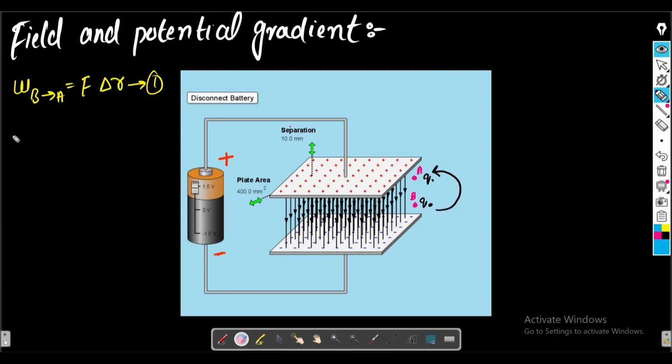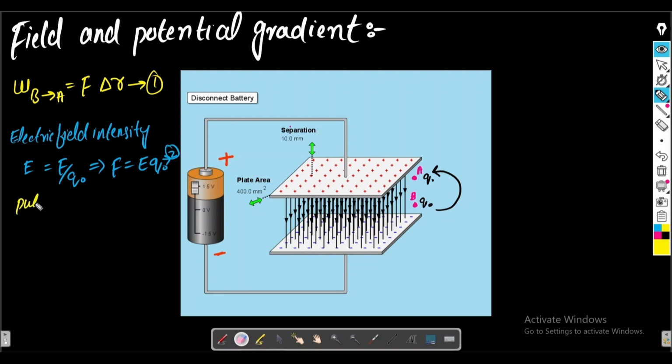And now we know the formula for electric field intensity is equal to the force per unit test charge. In this case we can find the value of force, which is equal to E Q0. So let's label this as equation 2. Now put equation 2 in equation 1.